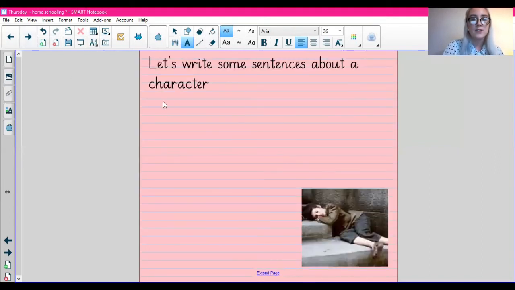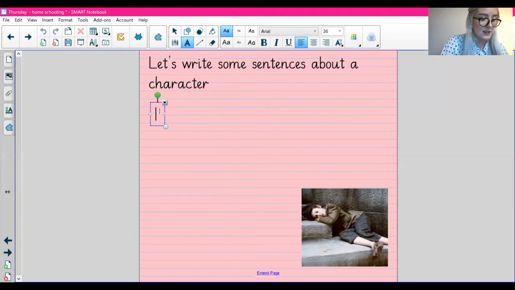So we're going to have a practice together. I'm going to show you some sentences about Oliver Twist, and then you're going to have a go at writing your own sentences about either of these two characters. As I'm writing these sentences, can you identify the different features that I'm using and see if I've used any figurative language too?